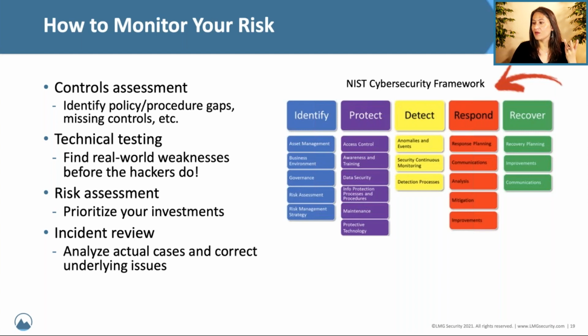Then third is a risk assessment. How is a risk assessment different than a controls assessment? Your controls assessment is your checklist. Your risk assessment is what helps you prioritize. That's the way I keep them separated. So when you conduct a risk assessment, look at the results of your technical testing, look at the results of your controls assessment, prioritize those based on what's the highest risk, and then you can help figure out where you need to invest the most.